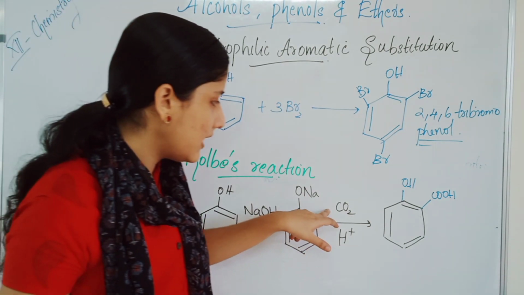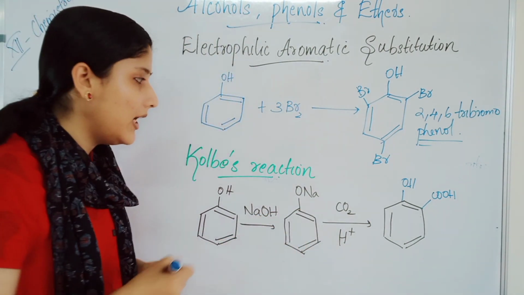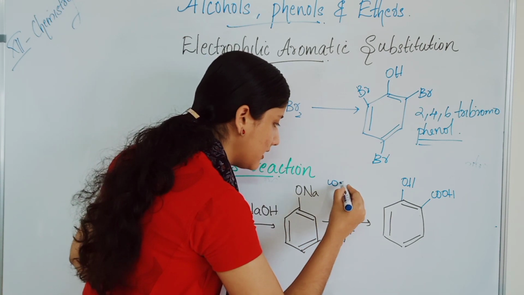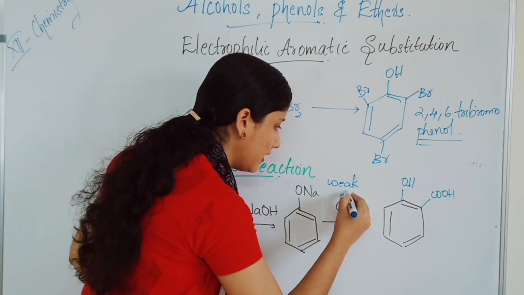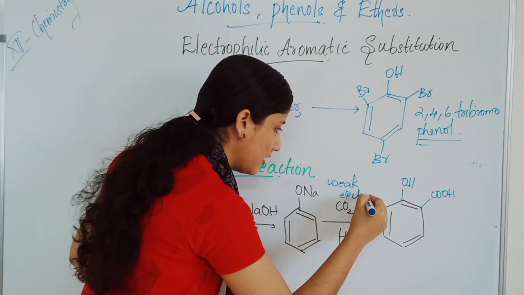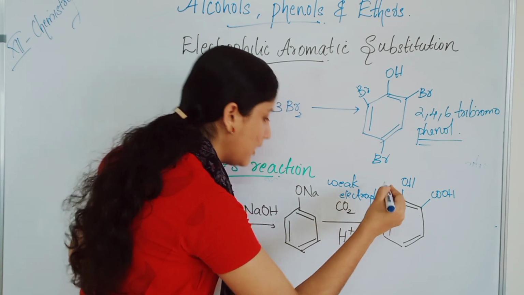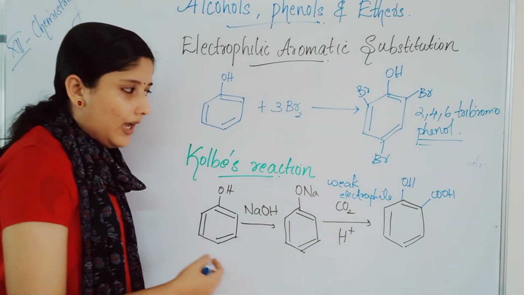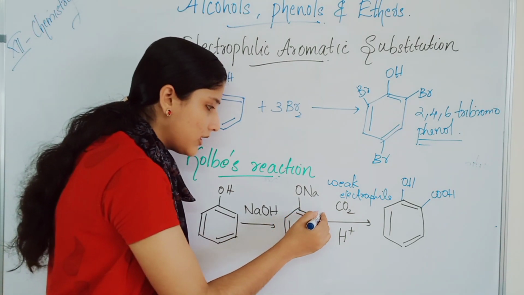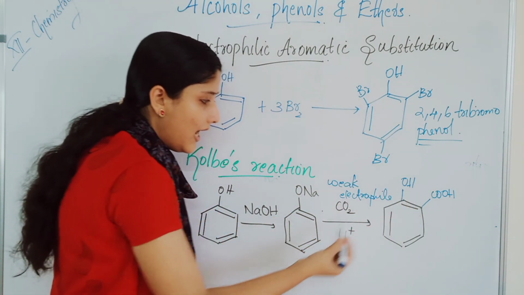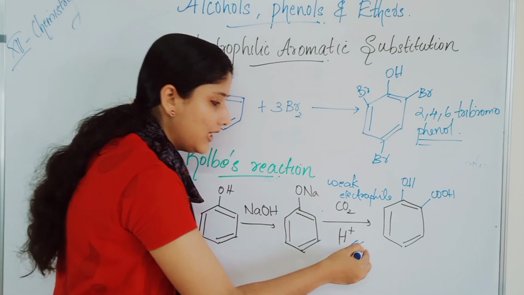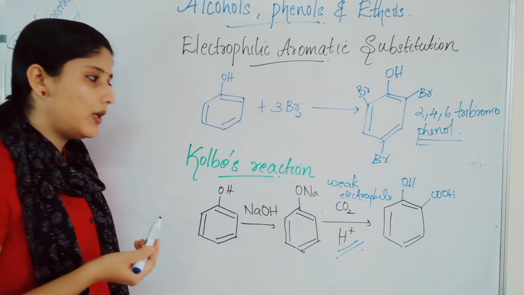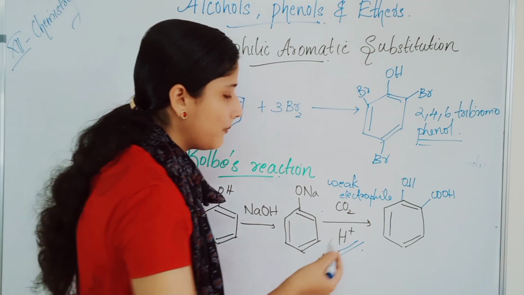Here you can see that carbon dioxide is a weak electrophile. So carbon dioxide will react with phenoxide ion and there you will get an ortho product with COOH, and after that we will acidify it with H plus or with sulfuric acid. Then we will get what?